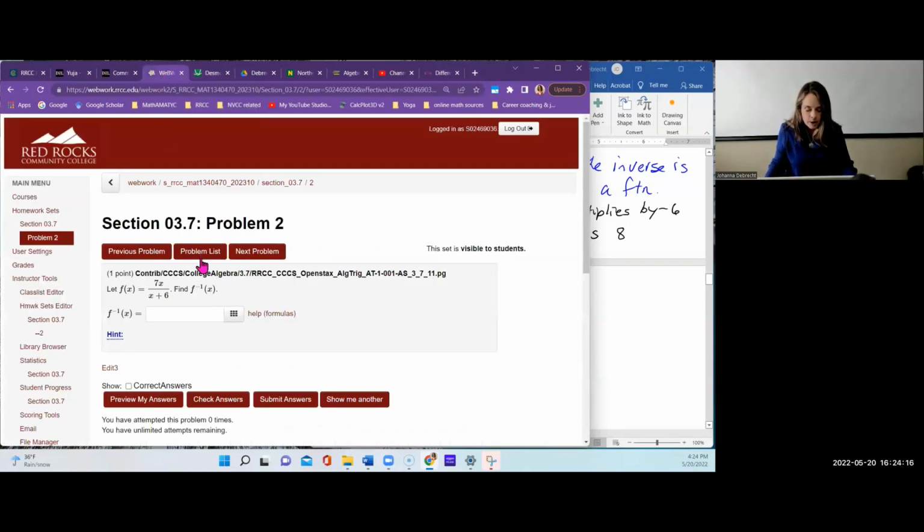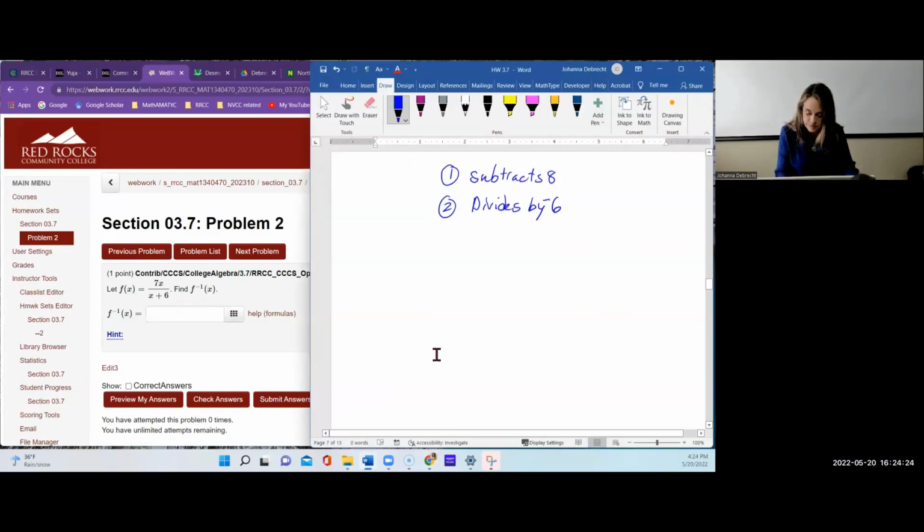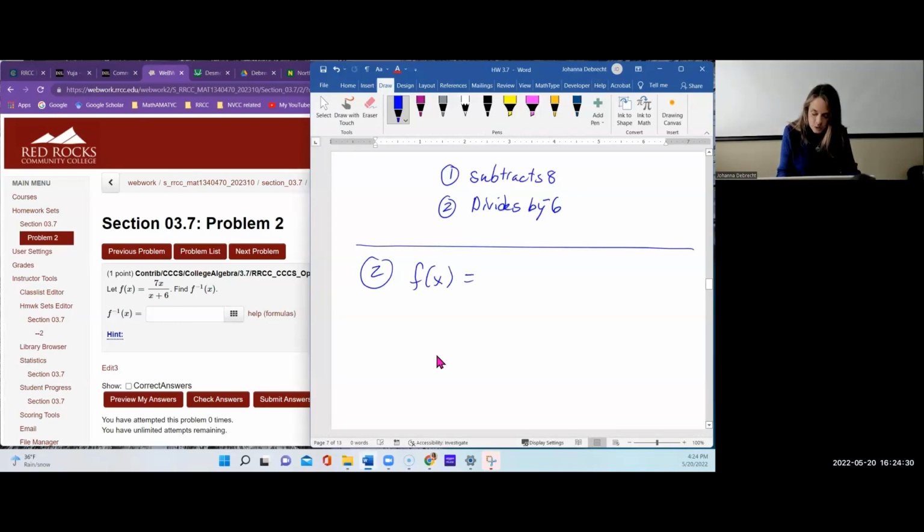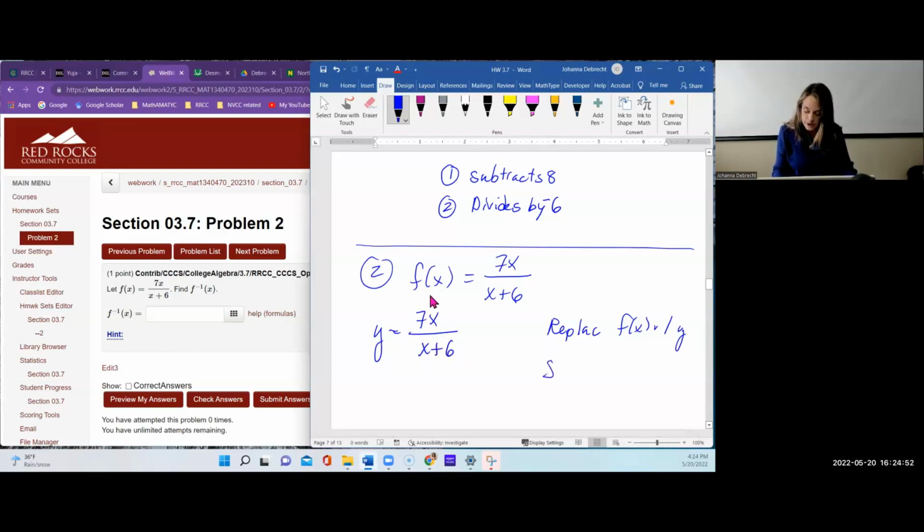Now let's look back at the problem that we have to solve. On this problem, we are looking for f inverse of x. We're given that f of x is equal to 7x divided by x plus 6. Again, we replace the notation with y. That gives us y equals 7x divided by x plus 6. The next thing we do is we want to swap the x and y variables and label it.